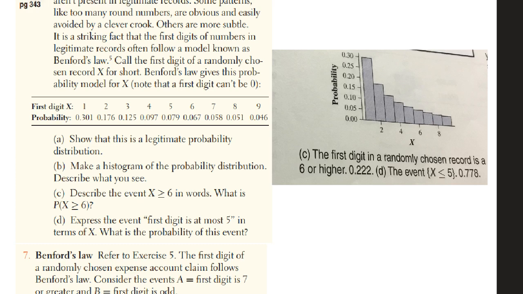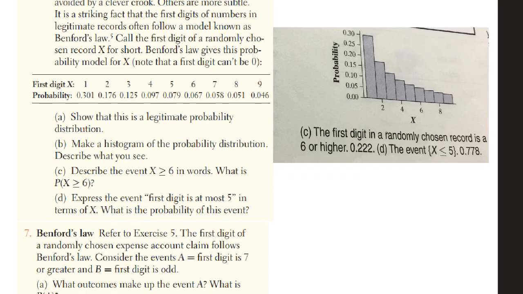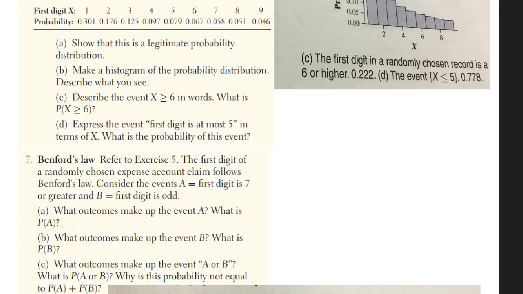5 is at most 5. Okay, and that actually you could just do 1 minus this probability because these are complements, or you could add up all of these.